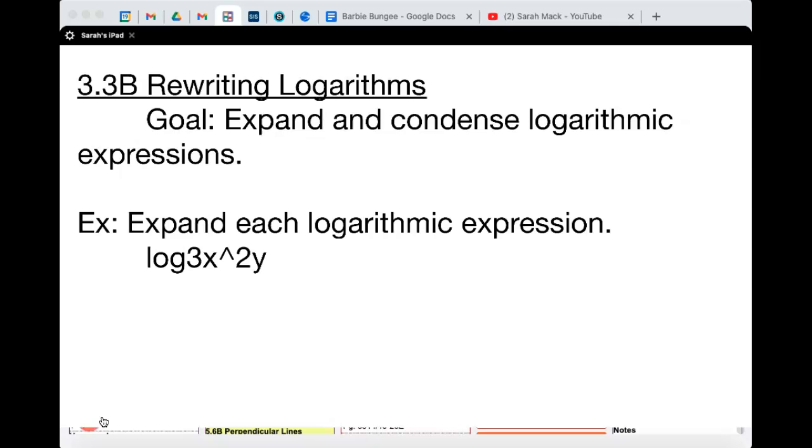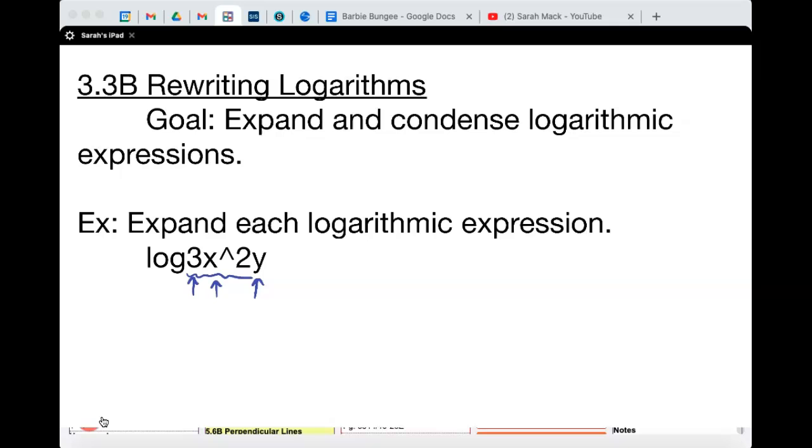Alright. So, we're going to expand this. If I'm looking at it, I would figure out how many parts there are in this logarithm. If I'm counting, 3 is a part, x squared is a part, y is a part. The base is 10, and I didn't write the base with it.